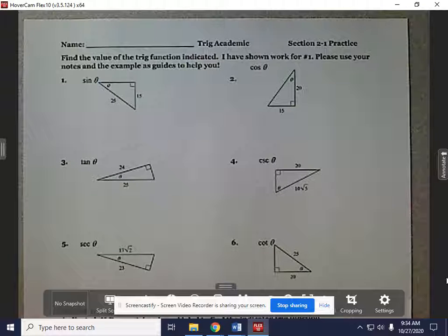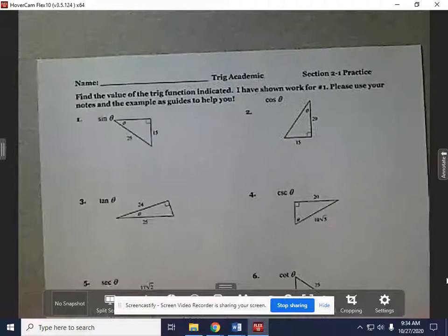All right, hey guys, so I wanted to do an example of each of these just because I know it's hard when you just have your notes and it hasn't been a few days since I've seen you. So I'm going to do one of each. So if you look at this, that is of your benefit because I did some of it for you. So I'm going to look at number one.